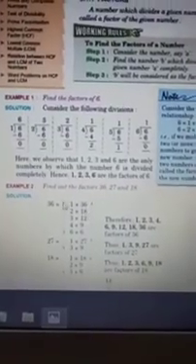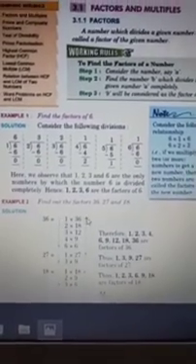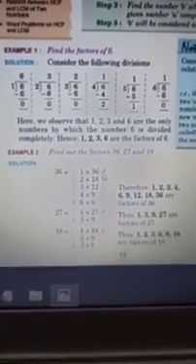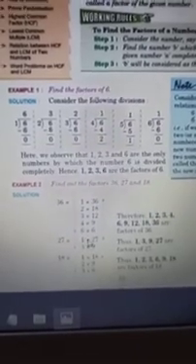In example 2, we have to find the factors of 36, 27 and 18. Likewise, we will find the factors. When we multiply 1 by 36, our answer is 36. 2 multiplied with 18 gives 36. 3 multiplied by 12 gives 36. 4 multiplied with 9 gives 36. And 6 multiplied with 6 gives 36. That means 1, 2, 3, 4, 6, 9, 12, 18 and 36 are the factors of 36.